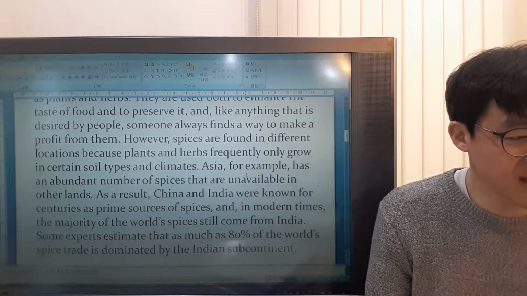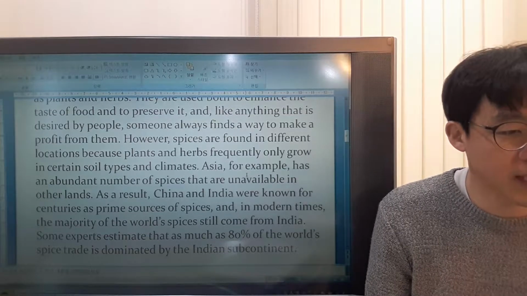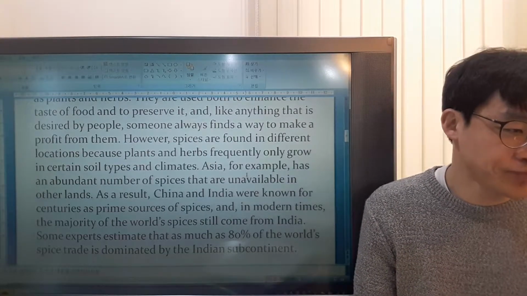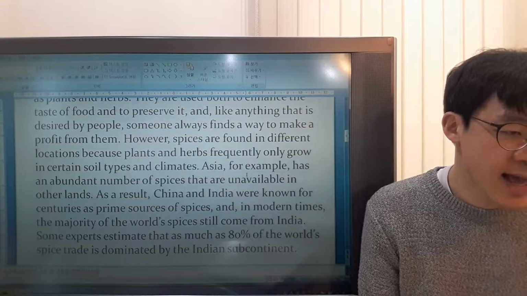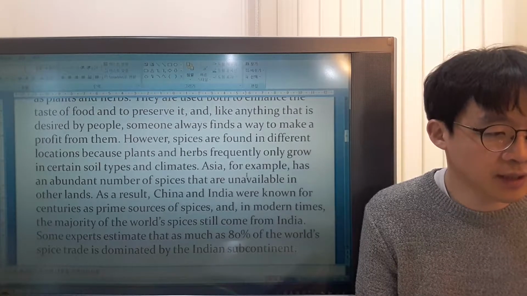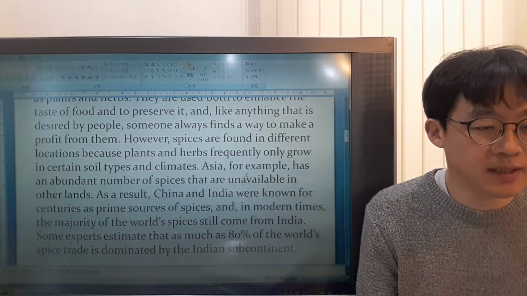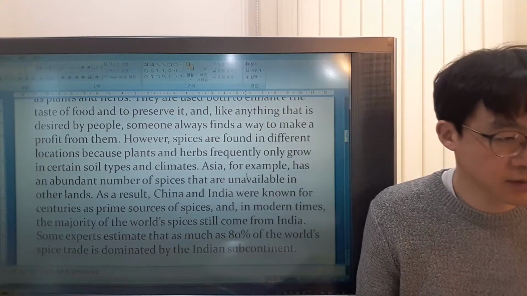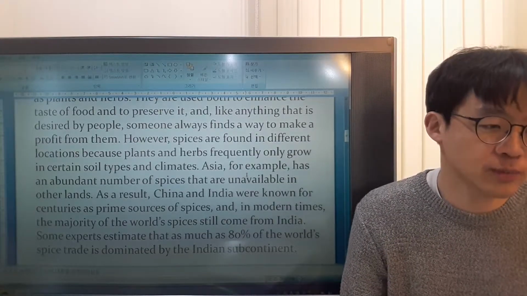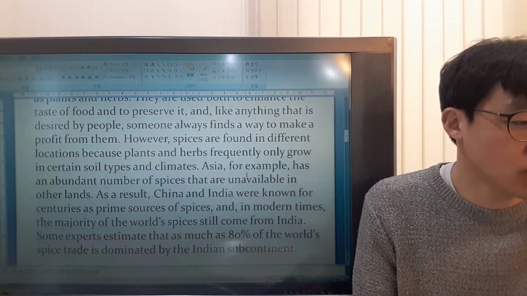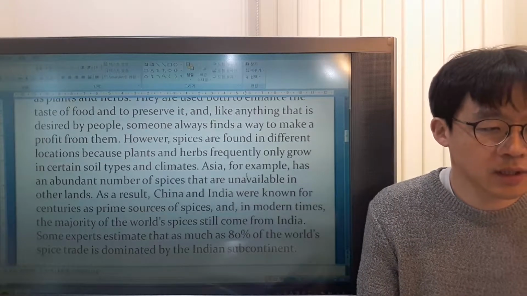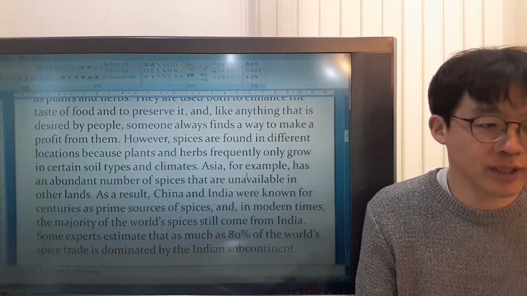Prime is the most important thing in a situation, and source is where you get something from, okay? And some experts say that as much as 80% of the world's spice trade is ruled by the Indian subcontinent. Estimate means to give an approximate value or quantity, okay? Dominate means to be the most powerful or influential in a situation.